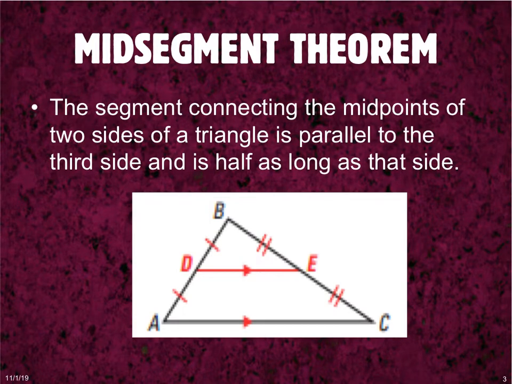Next, we're going to talk about the mid-segment theorem. The mid-segment theorem states that the segment connecting the midpoints of 2 sides of a triangle is going to be parallel to the third side. So notice side 1 and side 2, that's where the mid-segment is created by hitting the 2 midpoints. And then that mid-segment is parallel to that third side. Also, the mid-segment theorem tells us how we can find the length of that mid-segment. The length of the mid-segment is going to be half as long as the side that it's parallel to.